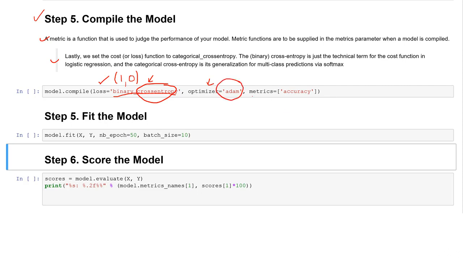Metrics, so what is our metric? Well, we said accuracy. Remember we said log loss is equivalent to maximizing accuracy. So we're going to use accuracy as the metric to define how well a model does. And accuracy is kind of the de facto way we evaluate a model.